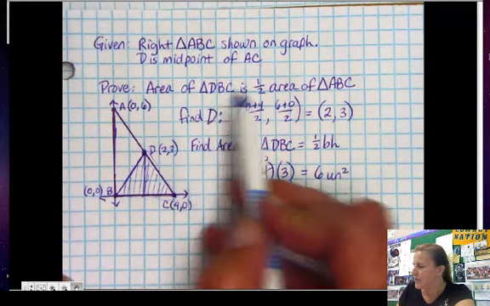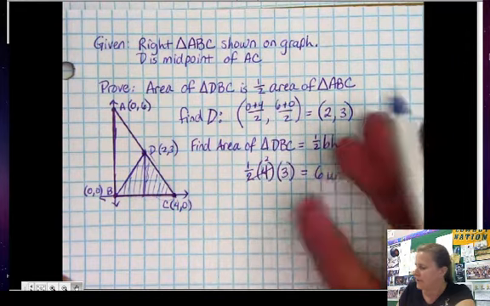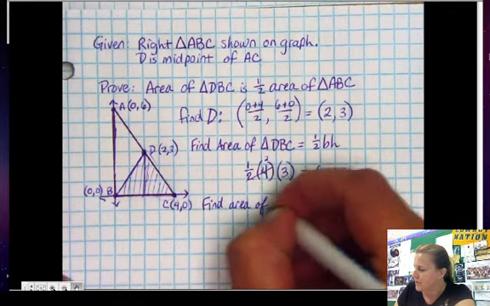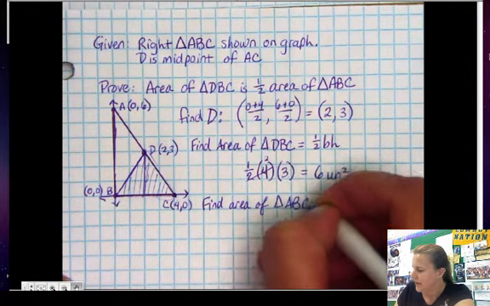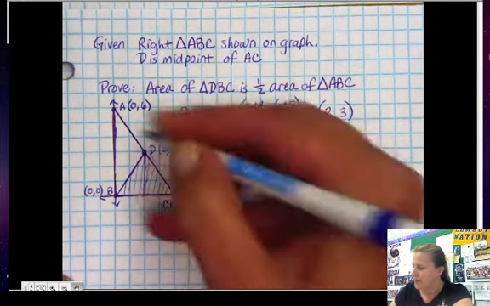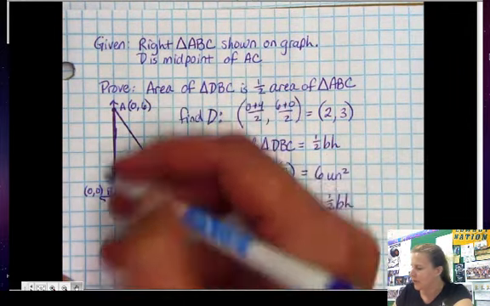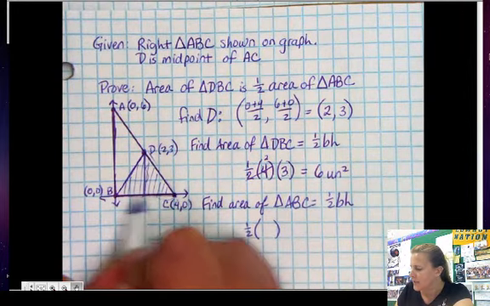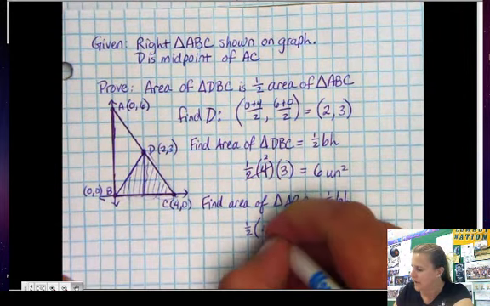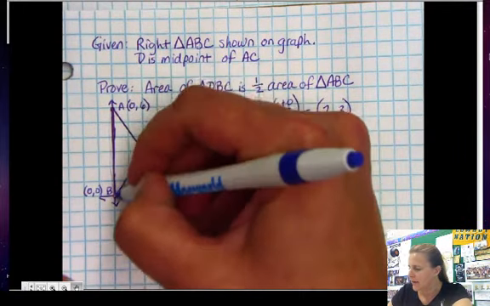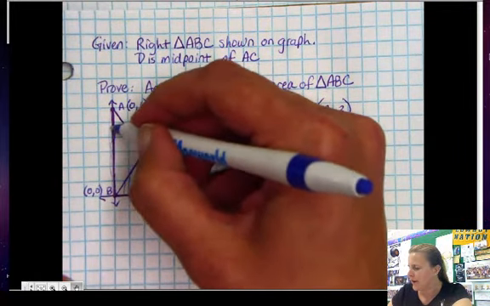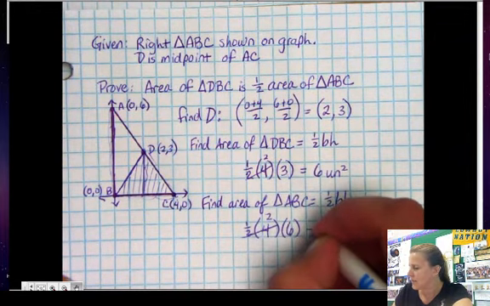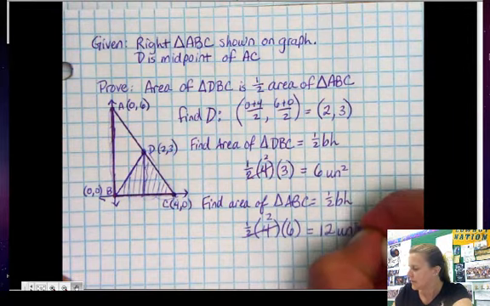Now I also want to find the area of triangle ABC. So find area of triangle ABC. Again, 1/2 base times height. So ABC is the big one here. So I'm going to go 1/2. My base, again, is this, so that's 1, 2, 3, 4. My height this time is up here, so that's 1, 2, 3, 4, 5, 6. These cancel. 2 times 6 is 12 units squared.